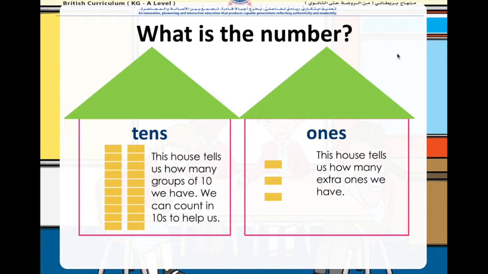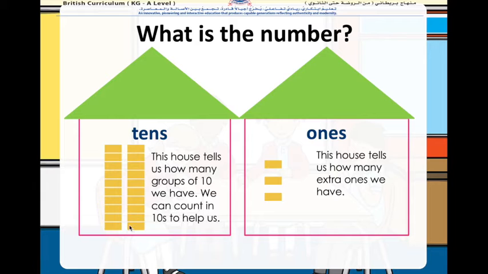So let us look at the ones house. Here we have 3 blocks, which means we have 3. Okay, so this house tells us how many extra ones we have. In the tens house, it tells us how many groups of tens we have. So if we look here, we know that a block that looks like this has 10. So how many of these do we have? Let's count. 1, 2. So we have 2 groups of 10. Now, because it's 2 groups of 10, that means we have 10 here and 10 here.